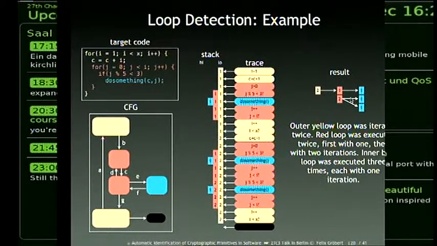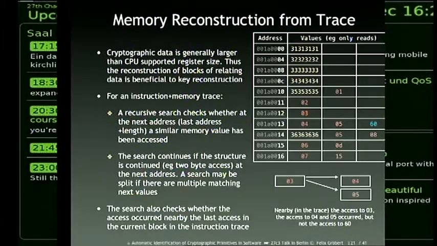Besides the loop detection and basic block generation, we also want to detect values in memory. To do that, we use a memory reconstruction algorithm, which is needed because cryptographic values are usually larger than the register size in modern CPUs, so you have to find out where the keys are located.